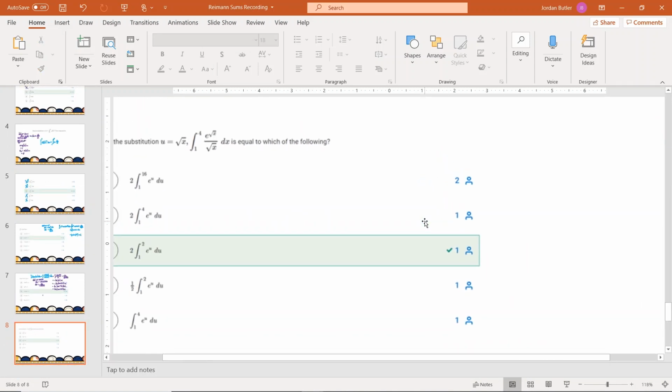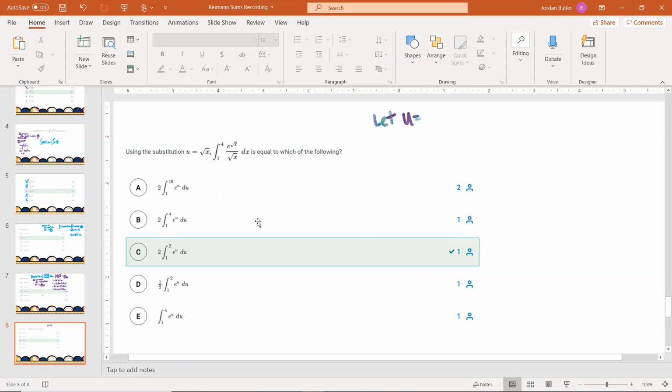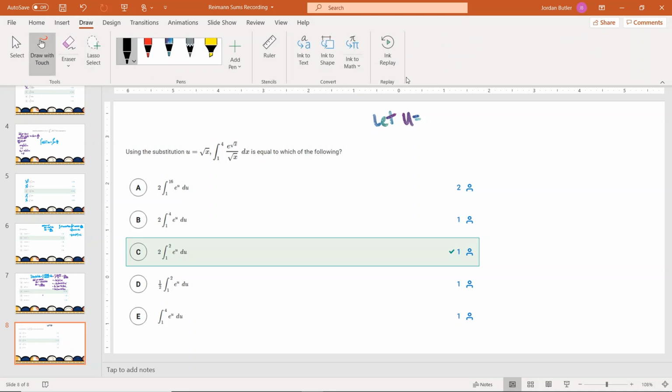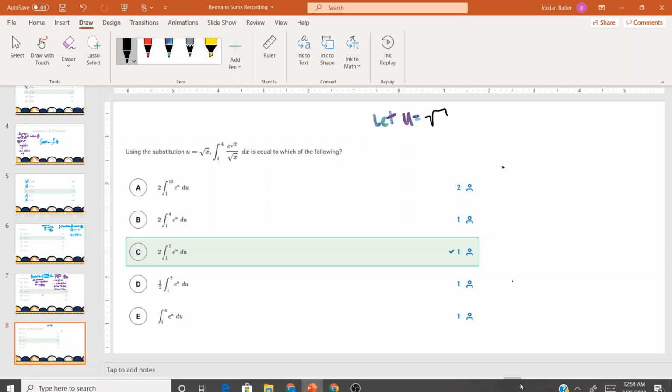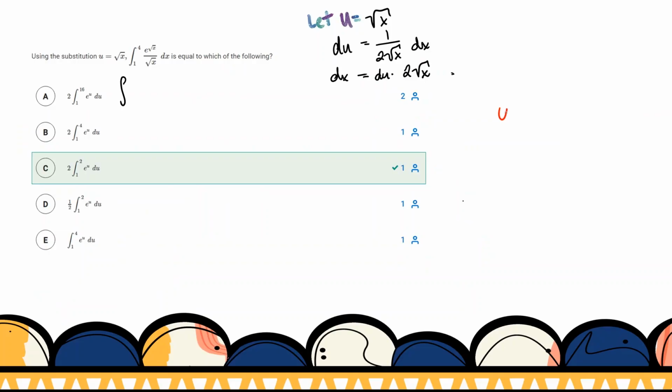Okay, so if we let u, oh no, I have a galaxy. Let's change that. Let u equal the square root of x. Note that the derivative of this will be 1 over 2 square roots of x dx. So that dx turns into du times 2 square roots of x. So when I solve this, again, we have to change our limits from 4 to 1. So u of 4 is equal to the square root of 4, which will be 2, and u of 1 is equal to the square root of 1, which will be 1.